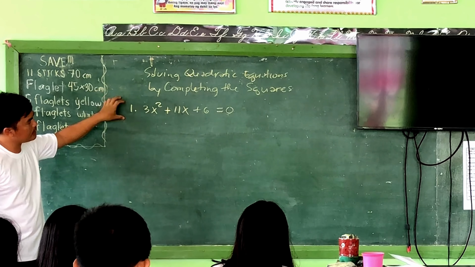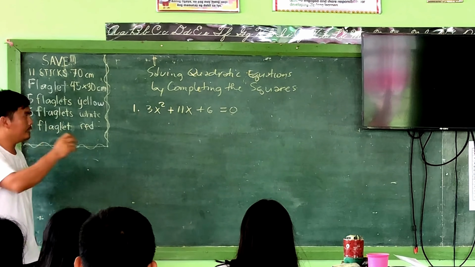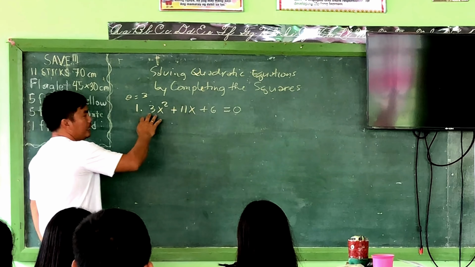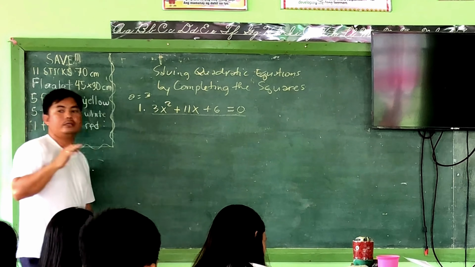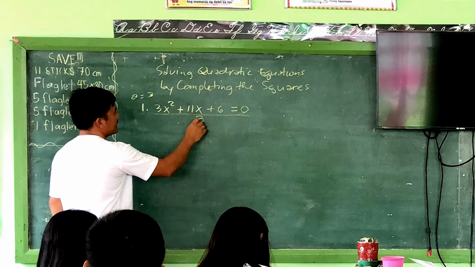In this example, what's the value of A? A here is equal to 3. So, we will divide the equation by 3. Okay? This is the first step.